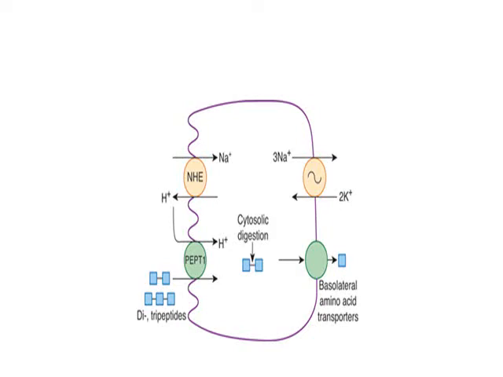Congenital defect in the mechanism that transports neutral amino acids in the intestine and renal tubules causes Hartnup disease. A congenital defect in the transport of basic amino acids causes cystinuria.